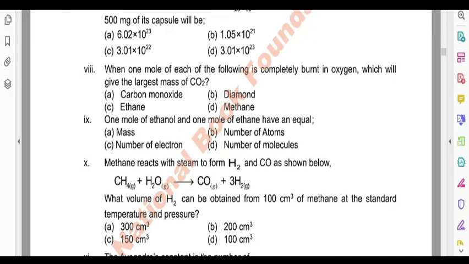They don't have equal mass, they don't have equal number of atoms, they don't have equal number of electrons, but they do have equal number of molecules, and both of them would be equal to 6.023 into 10 to the power 23. That is Avogadro's number.